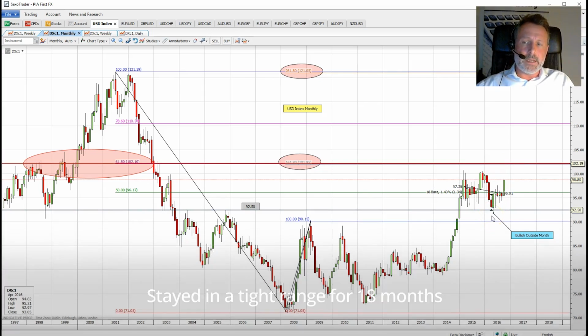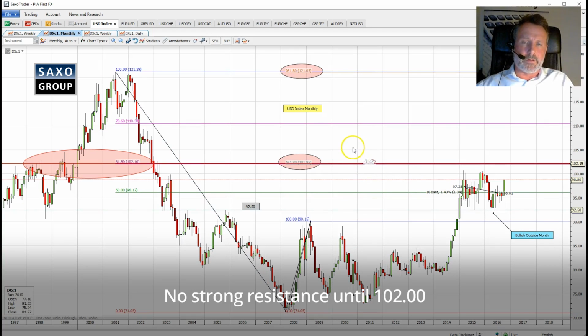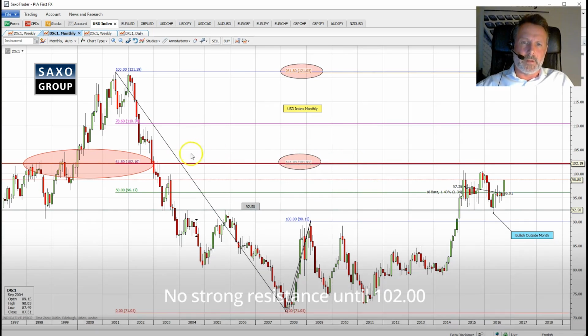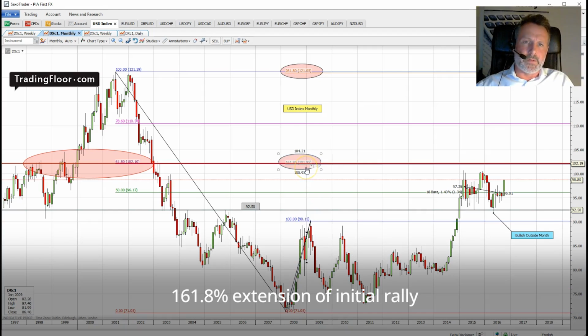However, in May we did post a bullish outside bar. We've seen some follow-through buying this month. There's nothing really in the way of any strong resistance until 102, the figure, and that's a Fibonacci confluence area. That's in fact the 61.8% pullback level of this downward move and a 161.8% extension level of this initial rally.